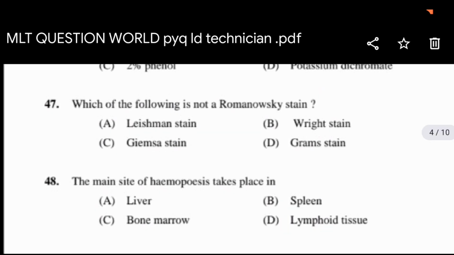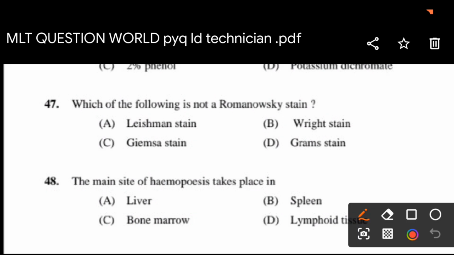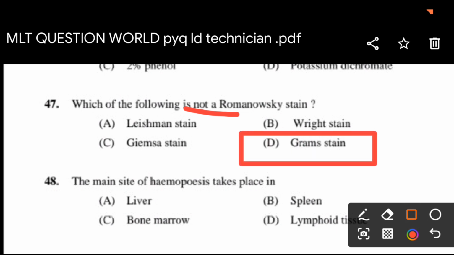Next one. Which of the following is not a Romanowsky stain? Leishman stain, Wright stain, Giemsa stain, Gram stain. Right answer is Gram stain.